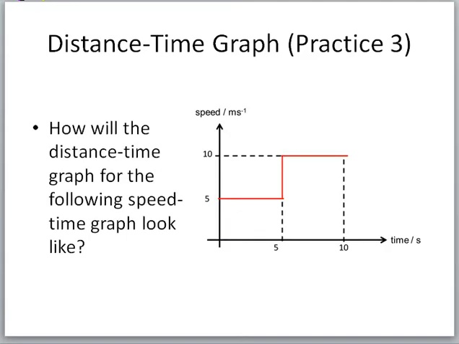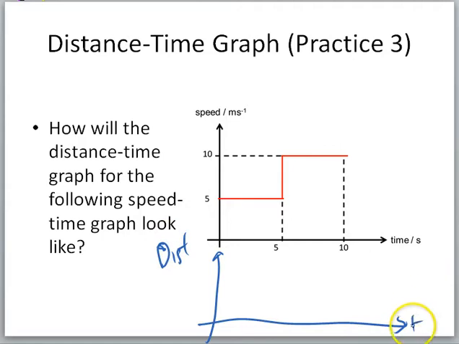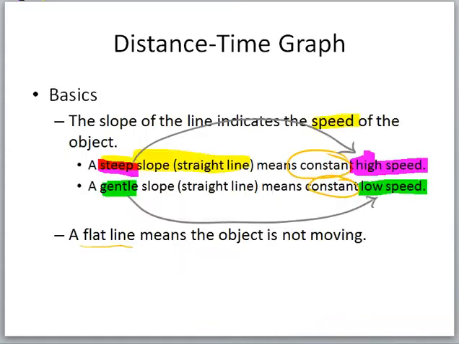Now the last one. How will the distance time graph for the following speed time graph look like? Okay, so let's draw our standard distance time graph first. Distance, time. Seconds, meters. Now from 0 to 5, we know that there's a steady speed at 5 meters per second. So we know that it will be gradually increasing. Now the next one, the speed increased from 5 to 10, but it's still constant. So how are we going to make the two lines look different? Very simple. Remember at the start we talked about the basics.